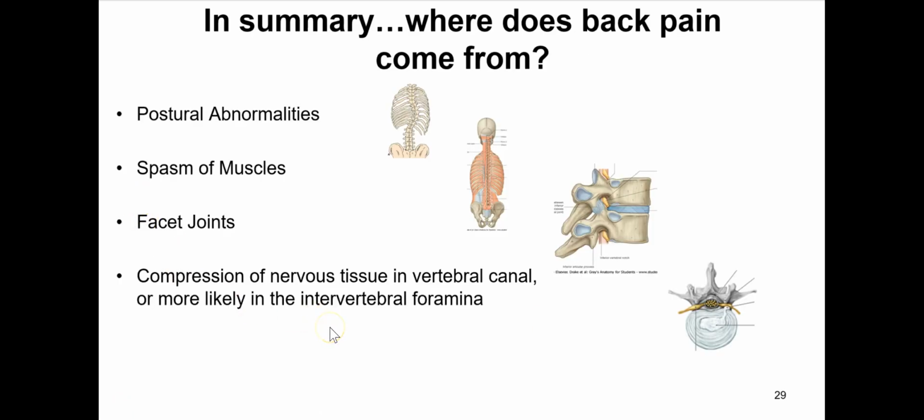So just to summarize, back pain can come from a multitude of conditions. Could simply be from some posture abnormalities. You could get some muscle spasms. You could have facet joint issues, so this is more of an articular issue from between bone to bone, or compression of nerve tissue, likely due to either a degenerative disc, a herniated disc, or a bulging disc. Obviously, we have other generators such as compression fractures, spondylolisthesis, etc.